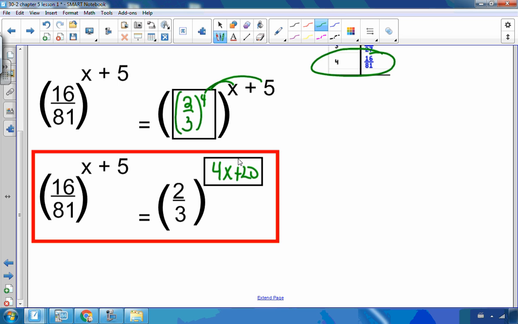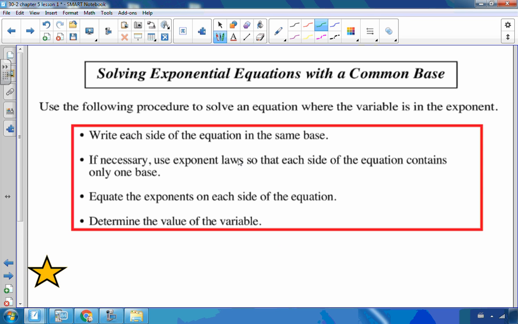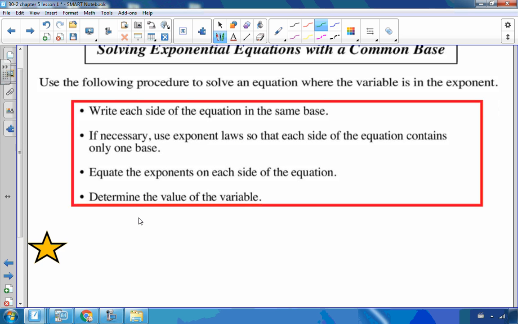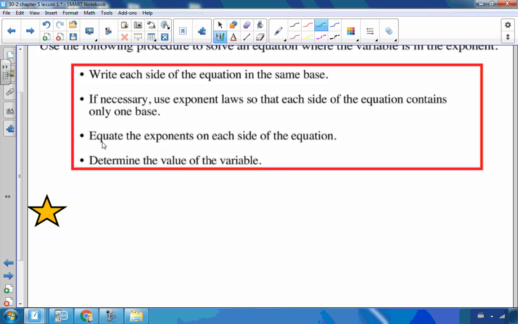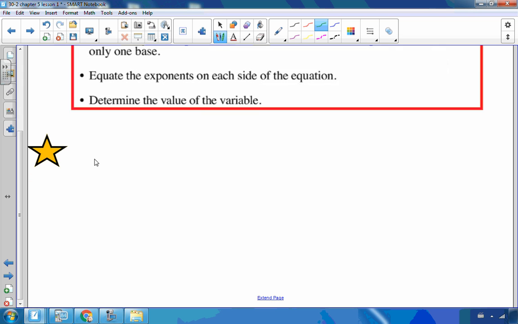Okay, let's look now at why we're doing this. We want to solve exponential equations with a common base. So here's what we're going to do. We're going to write each side of the equation in the same base. Now the question's not going to tell you which base to use. So my advice to you is always go to the smaller base and see if that works. And if that doesn't work, go smaller than the smaller base. So write each side of the equation with the same base. If necessary, use exponent laws so that each side of the equation contains only one base. That's really important. Once you have only one base, you're going to make the exponents equal on each side of the equation and determine the value of the variable.